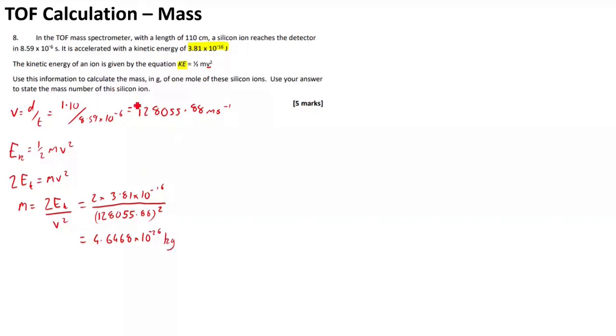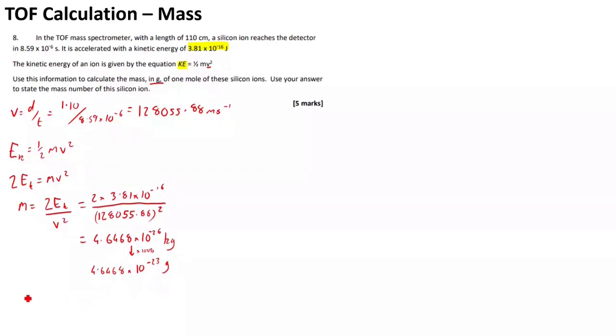Now, the question says, use this information to calculate the mass in grams of 1 mole of these silicon ions. We've got the mass of a single ion in kilograms. So we want to convert that into grams. So we have to times by 1,000. Anybody who uses a calculator for this, you're more likely to make a mistake when you're using the calculator. If you times by 1,000, the only thing that's going to change is the power of 10. So it's just add 3 to minus 26. It's going to go to minus 23. That gives us the mass of a single ion in grams.